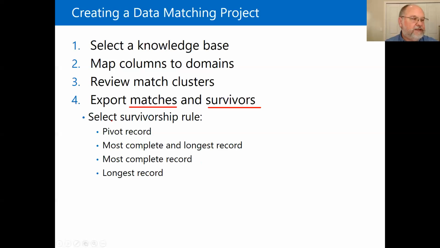And you can define survivorship rules, or actually I should say you can't define them, you can choose from these 4 possible survivorship rules. You can say that the surviving record is determined to be the one that is longest, it has the most number of bytes in it. Or the one that is most complete, the one that has the most number of fields in it. Or the combination, most complete and longest. So if several records have the same number of fields completed, which one has the most number of bytes. Or you can use pivot record.